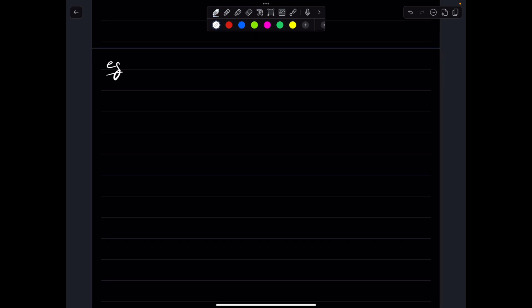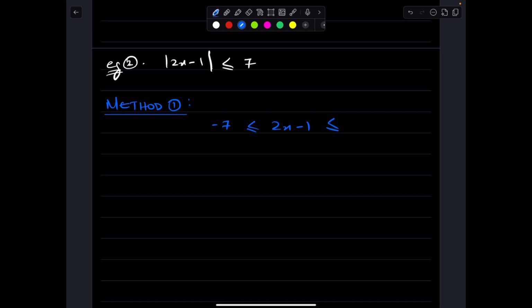And then our second example. Let's take an expression on one side and a constant on the other side, for example, modulus of 2x minus 1 is less than or equal to 7. To solve this, we have two methods. The first is the plus minus technique and the second is squaring both sides. So method 1 is writing this as minus 7 is less than or equal to 2x minus 1 is less than or equal to 7.